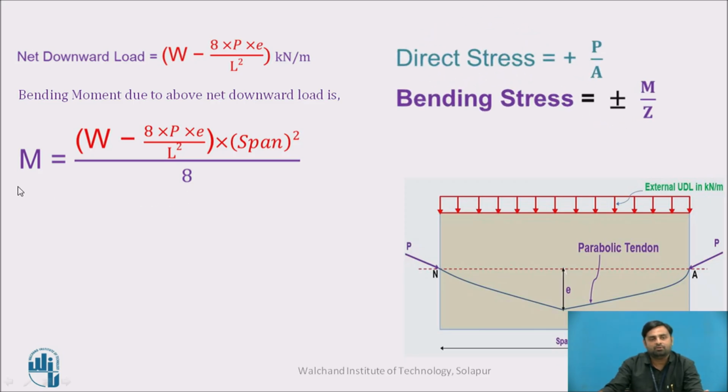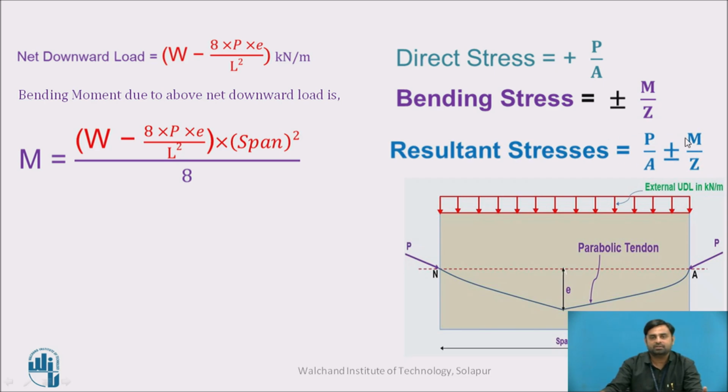Now after the calculation of bending moment, we are calculating the direct stress and bending stress. So direct stress is P by A, as we discussed earlier, it is always compressive, plus P by A. Bending stress is equal to M by Z, it is plus minus, as the net force is downwards, so the beam will sag, and in the sagging profile compression is at the top, so plus is at the top, tension is at the bottom, so minus sign is at the bottom.